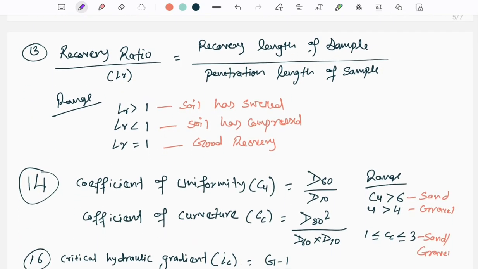Next one is the recovery ratio. What is the recovery ratio? It is the recovery length of the sample divided by the penetration length of the sample, designated as LR. Many times the range of this recovery is asked. If the recovery ratio is less than 1, then the soil has compressed, and if it is greater than 1, then the soil has swelled. If it is equal to 1, it is good recovery. So for good recovery, the recovery ratio should be equal to 1.